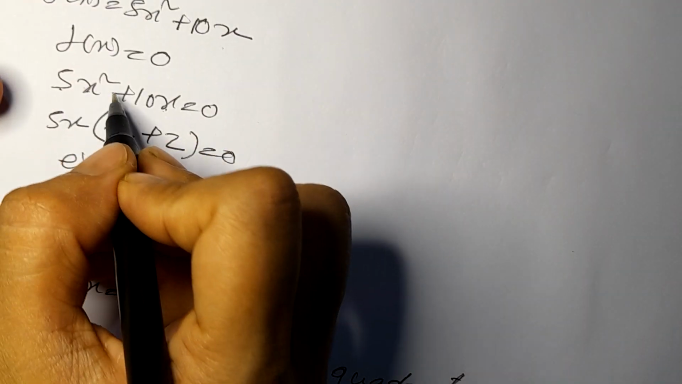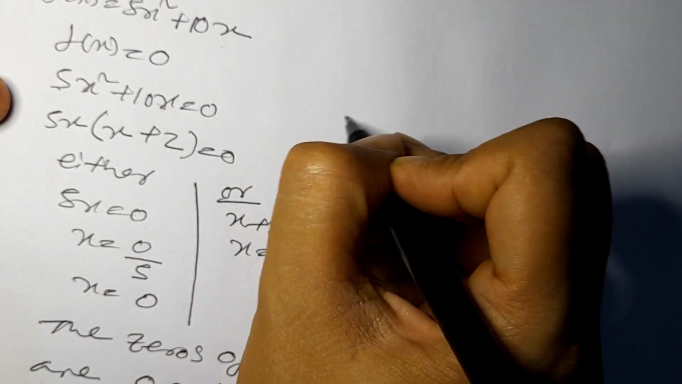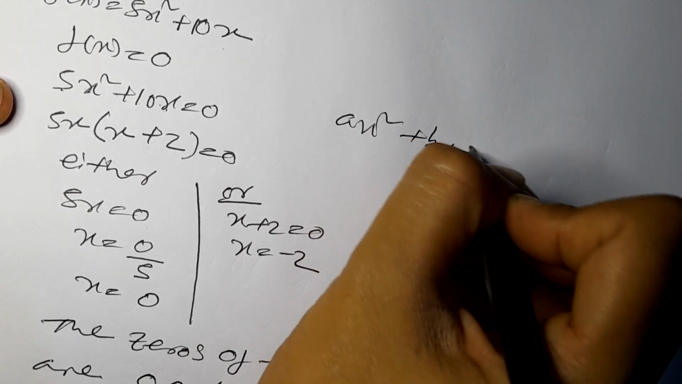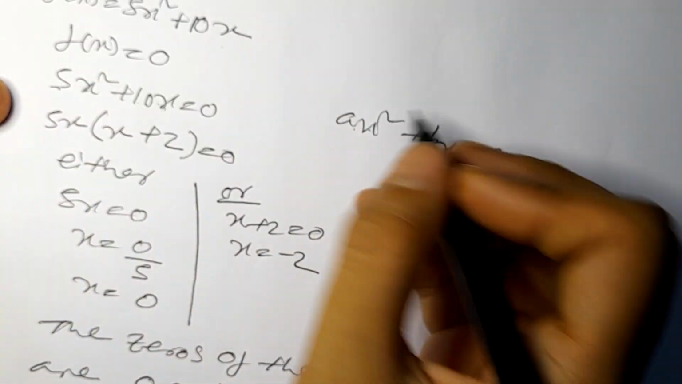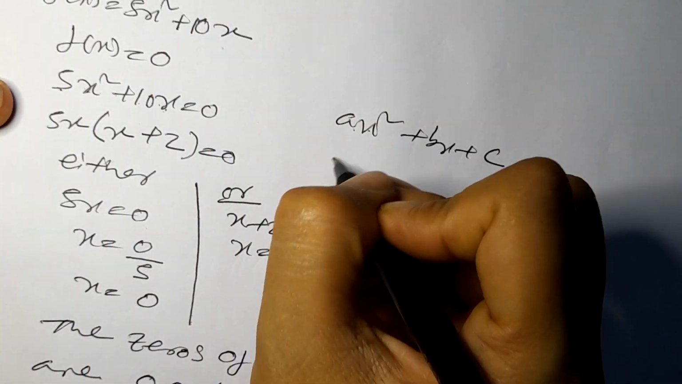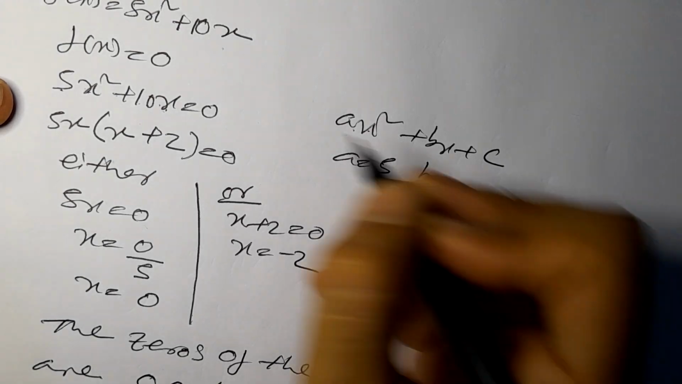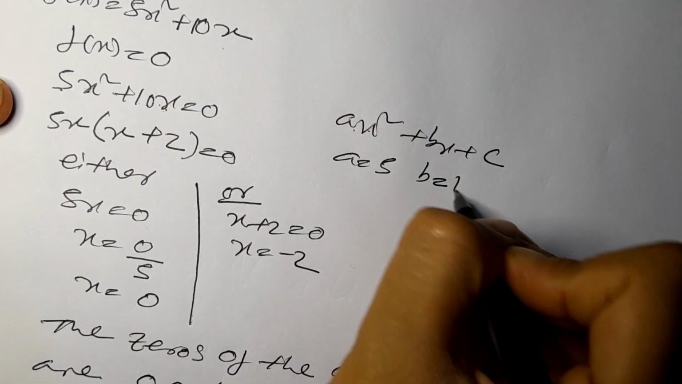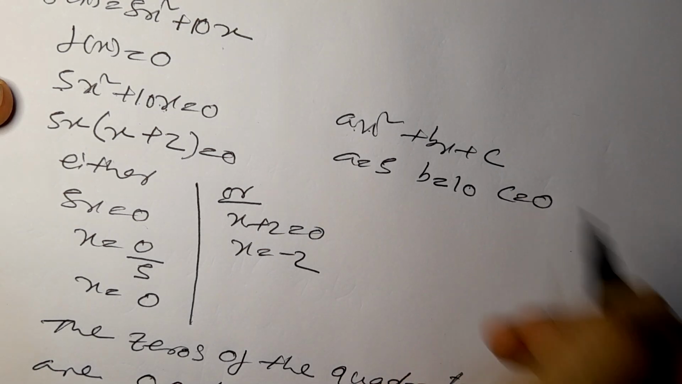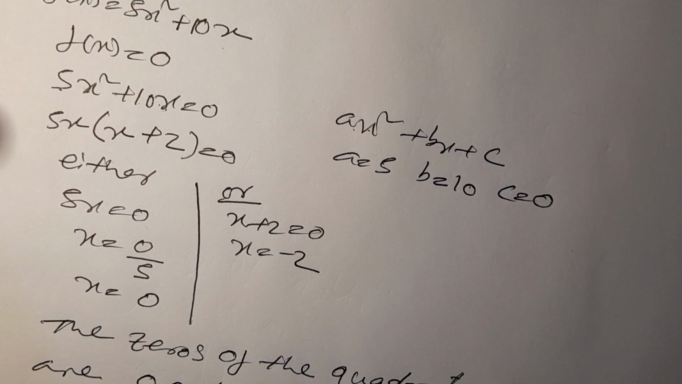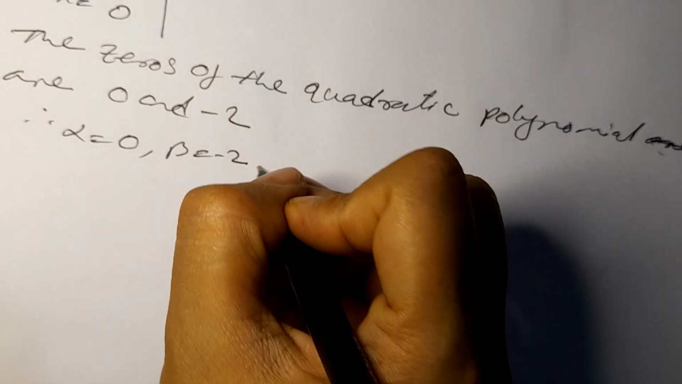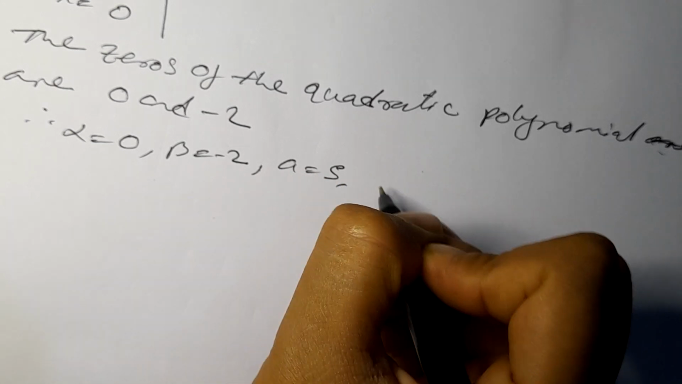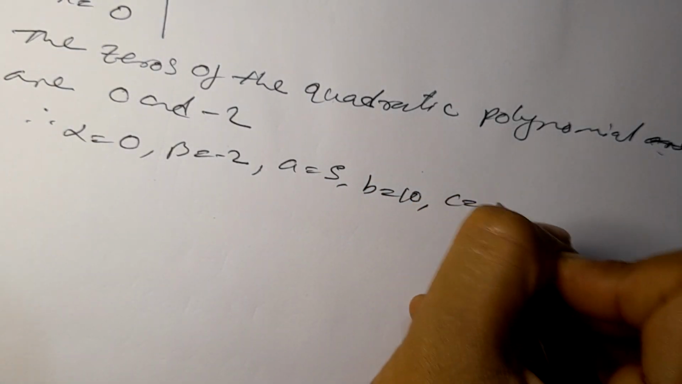We have only the equation, so we have to find the values of a, b, c. So this is 5x square plus 10x equal to 0. Compare with the equation ax square plus bx plus c. The coefficient of x square is a, so a equal to 5. Now b is the coefficient of x, here the coefficient of x is 10. For c, there is no constant, so it will be 0. We got a, b, c. Write it here along with it, so the calculation will be easy. So a equal to 5, b equal to 10, and c equal to 0.